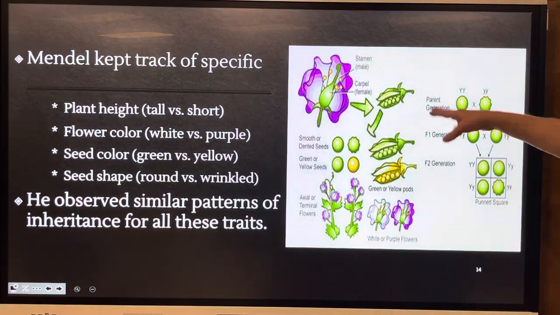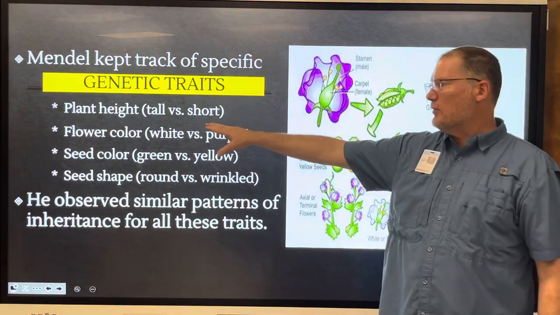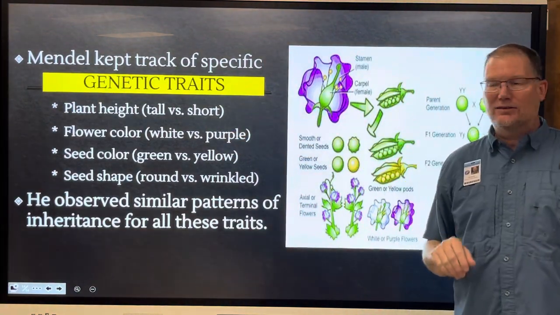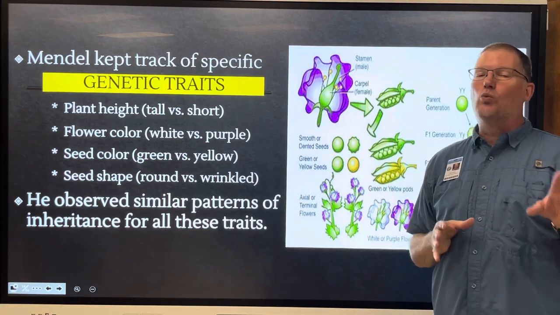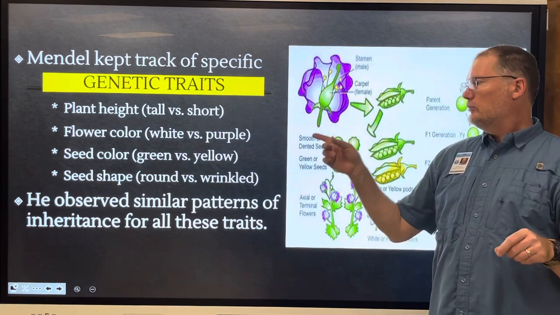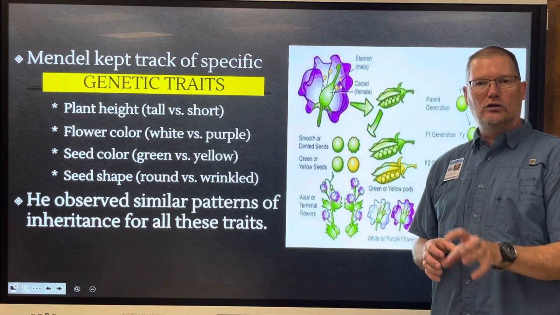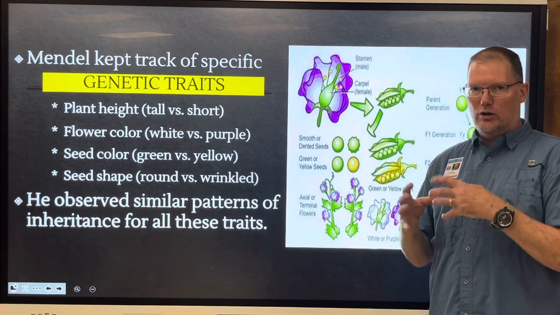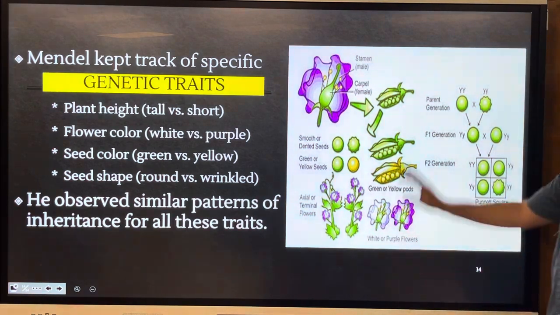All right, so he kept track of specific genetic traits, like I just said. So these are some of them. Plant height, tall versus short. Flower color, white versus purple. Seed color, green versus yellow. And seed shape, wrinkled versus smooth, or round versus wrinkled, okay? And he observed similar patterns of inheritance for all of these traits.